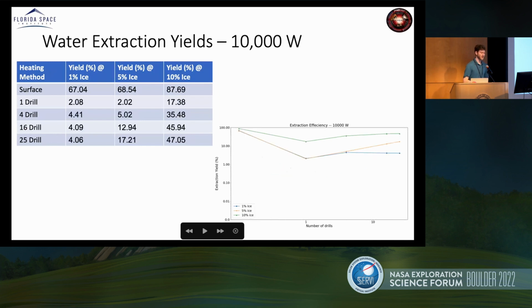Lastly, at 10,000 watts, which is a lot, we see fantastic yields, especially for surface, where at 10% ice, very ice-rich regolith, we see near 80% or 88% of the water that was in the regolith being extracted for use. But another interesting thing is that, unlike the medium of 1,000 watts, more drills starts to become better again, but there are some diminishing returns in ice-poor regolith because there's just not enough ice. We've extracted all of it, and more power just makes it go quicker.